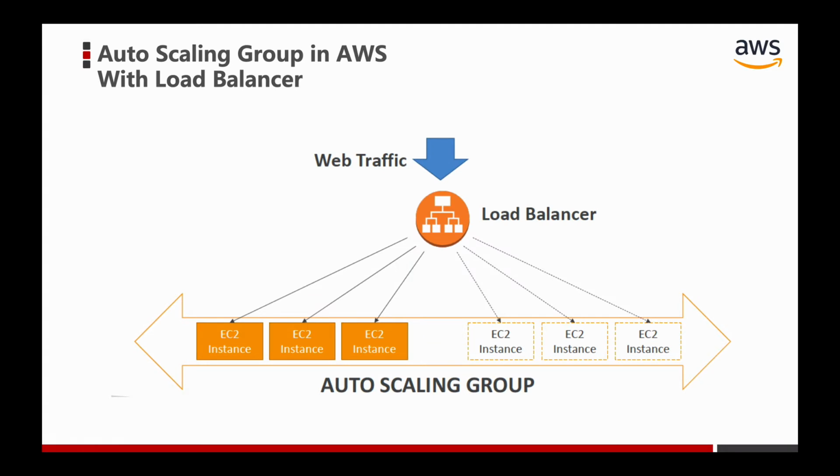Okay, next, let's look at this picture. Auto scaling group always or usually cooperates with a load balancer. So we can put a load balancer in front of auto scaling group. The web traffic will be sent to the load balancer, and the load balancer will dispatch this traffic to the EC2 instances in the auto scaling group, which are behind the load balancer.